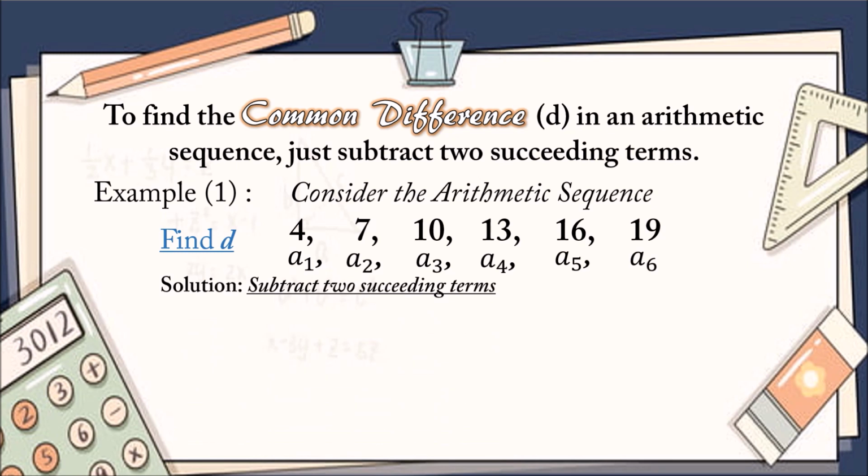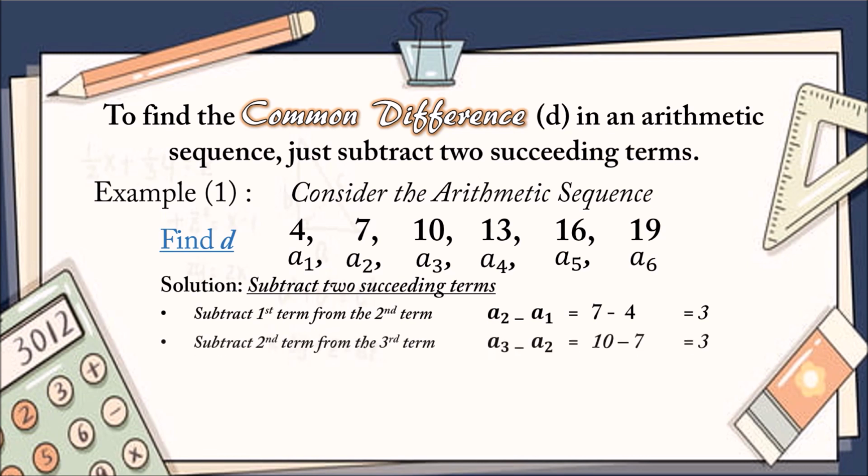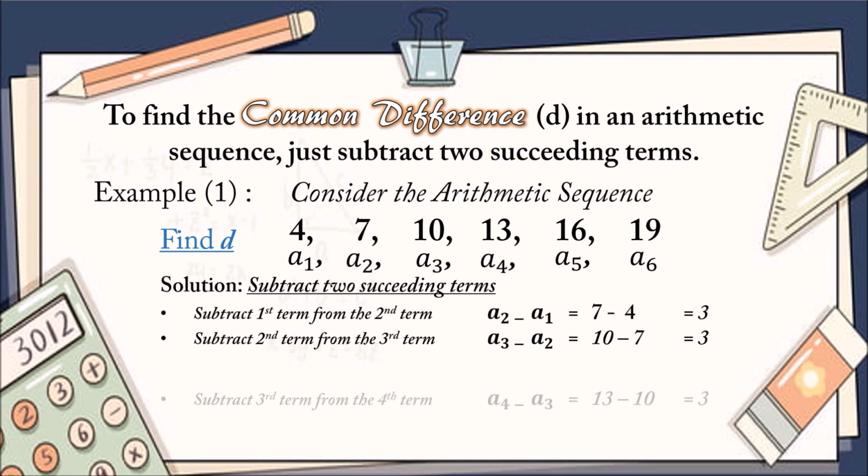Solution: subtract two succeeding terms. Subtract the first term from the second term, which is a sub 2 minus a sub 1. It will be 7 minus 4 equals 3. Second, subtract the second term from the third term. A sub 3 minus a sub 2. That will be 10 minus 7 is equal to 3.